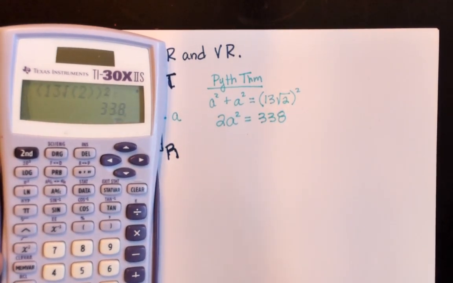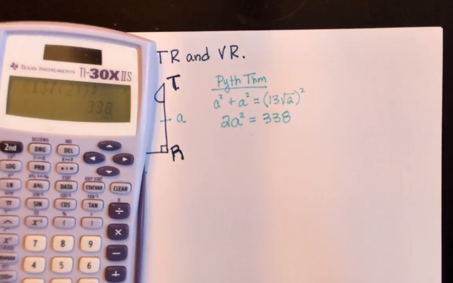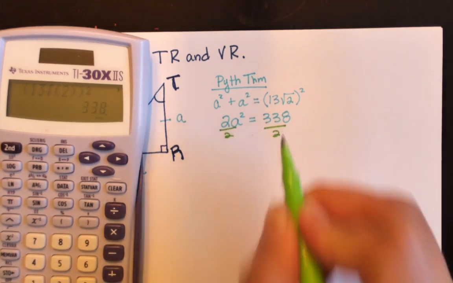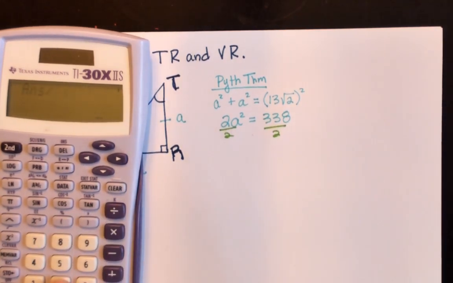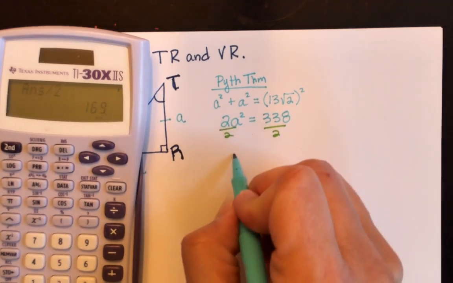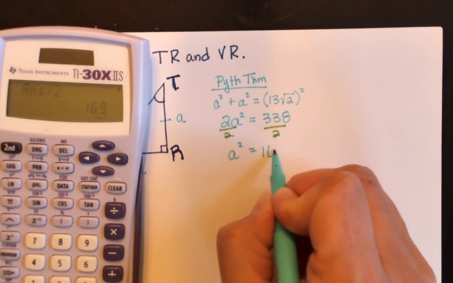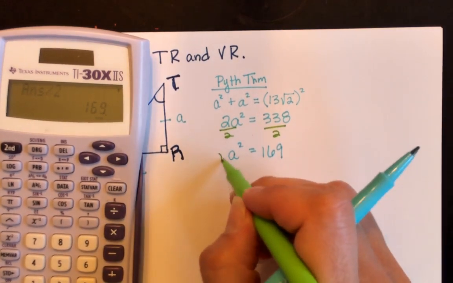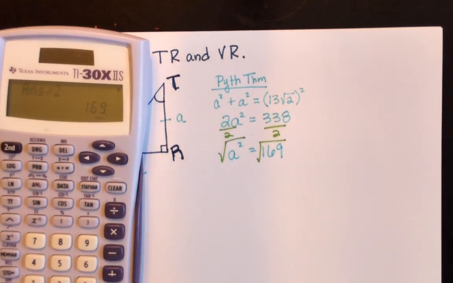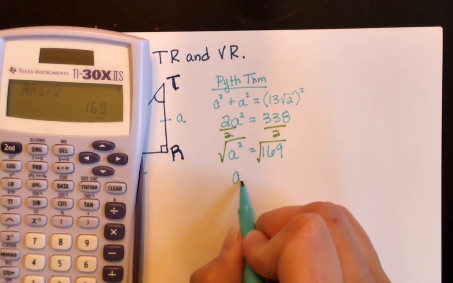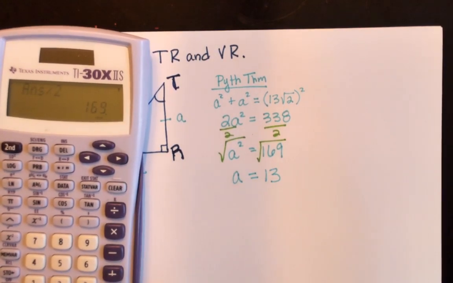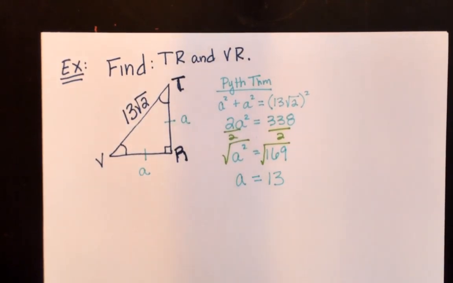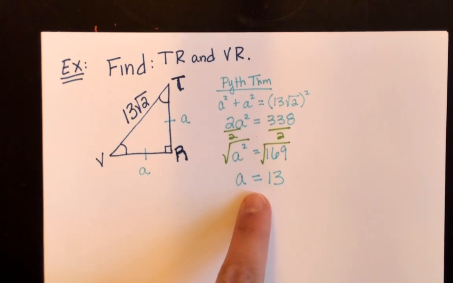I'm going to divide by 2 now to solve. So we're going to divide this by 2. And when I divide it by 2, we end up with a squared is 169. And when I take the square root, what we should find is that the square root of 169 is 13. Now it is plus or minus 13, but because we're actually talking about a length, that's why it will only be positive.